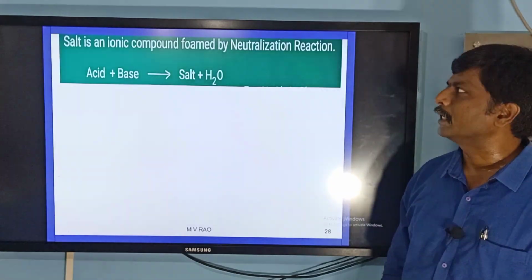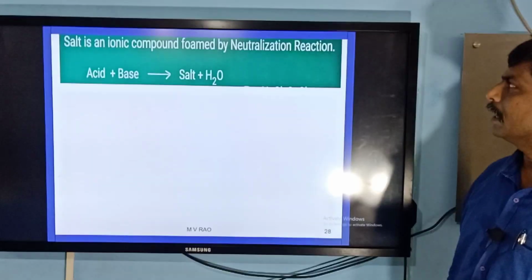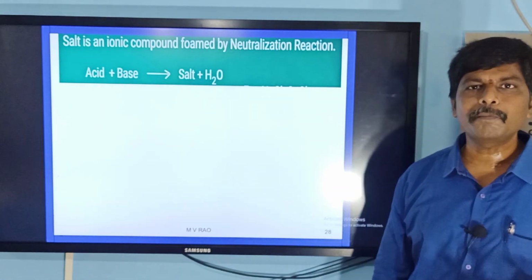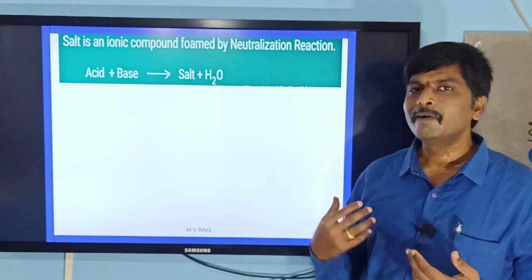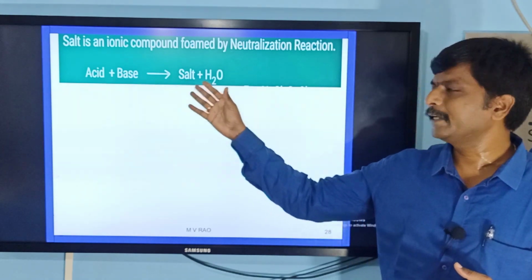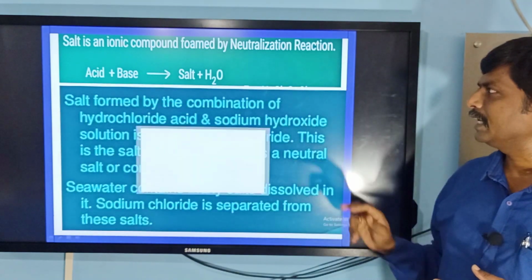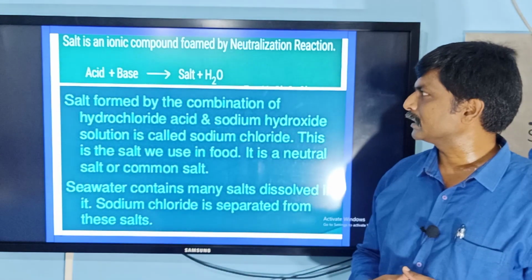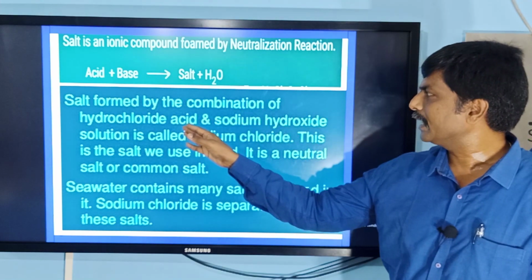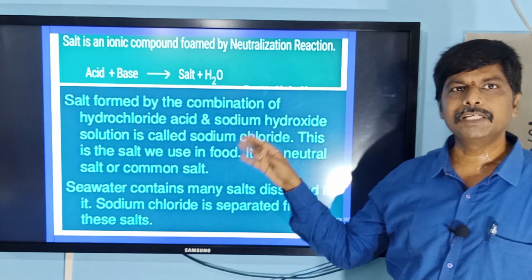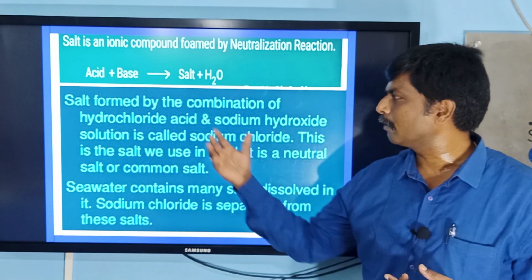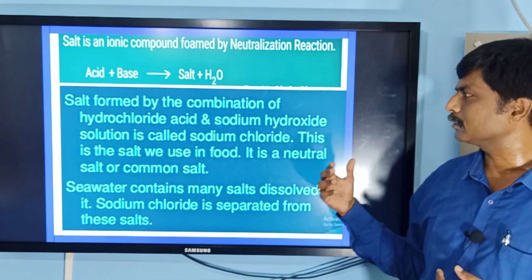So what is salt? Salt is an ionic compound formed by neutralization reaction. What is meant by neutralization reaction? When acid reacts with base, it gives salt and water. This reaction is called neutralization reaction. Sodium chloride, NaCl, is a salt formed by the combination of hydrochloric acid and sodium hydroxide solution.